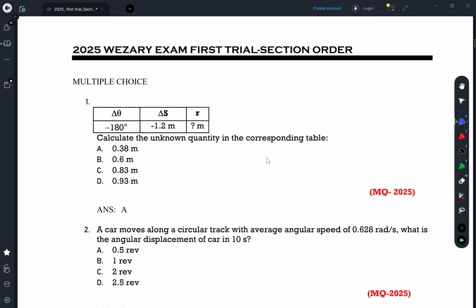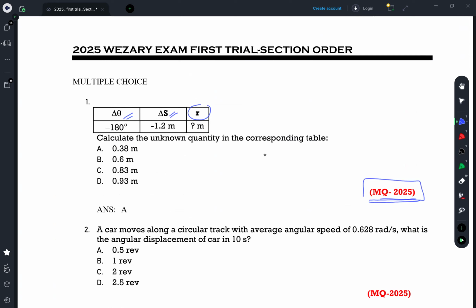The first question is asking about calculating the radius if delta theta, the angular displacement, and delta S, the arc length, are given. So how can we calculate the radius? It's about the angular displacement title, and it is the first time asked in this way, just about angular displacement.